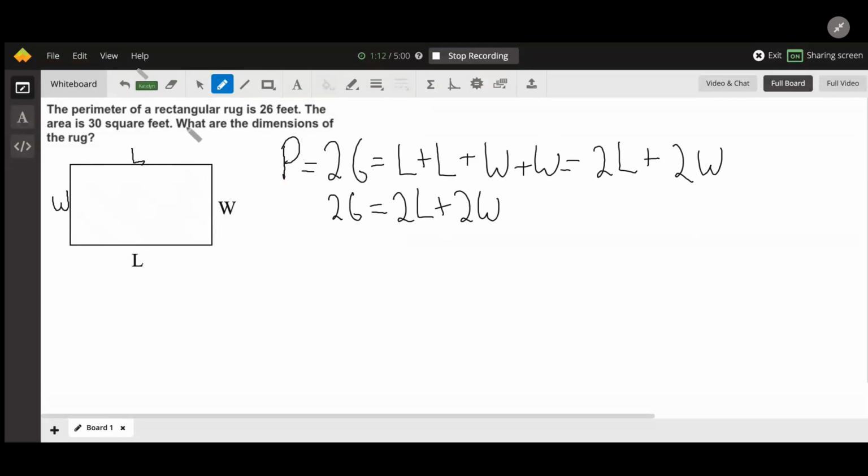Okay, the second piece of information it gives us is that the area is 30 square feet. Area equals 30. And the area of a rectangle is defined by length times width. So we know that 30 equals L times W.